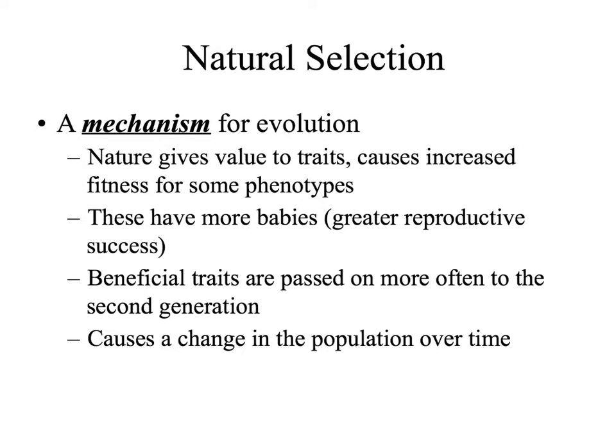In natural selection, we see that nature gives value to certain traits. This causes an increase in fitness for certain phenotypes. The organisms that are more fit or better adapted to their environment will have more babies or a greater reproductive success. This means that those beneficial traits will be passed on more often to the next generation. Over enough generations, this can cause a change in our population over time.